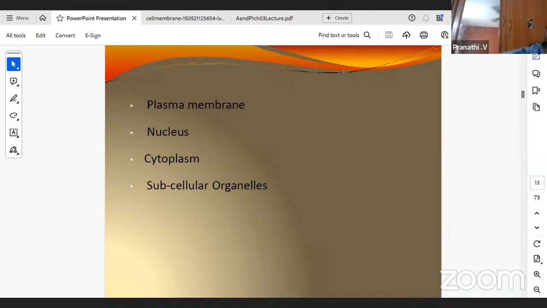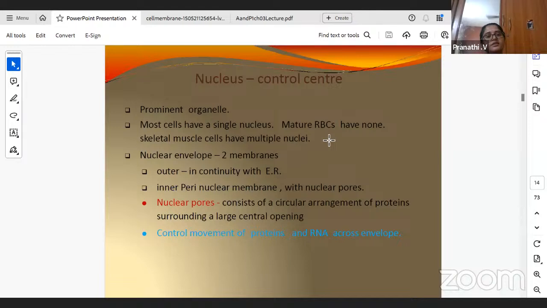So when it comes to the plasma membrane, like I told you, the cell has nucleus, cytoplasm, subcellular organelles. The nucleus is the control center. It's usually in the center of the cell. A single nucleus is present, except in some cases like your RBCs. In your blood itself, you have different kinds of cells, right? Eosinophils, neutrophils, basophils. Eosinophils have different kinds of nucleus, more nuclei.